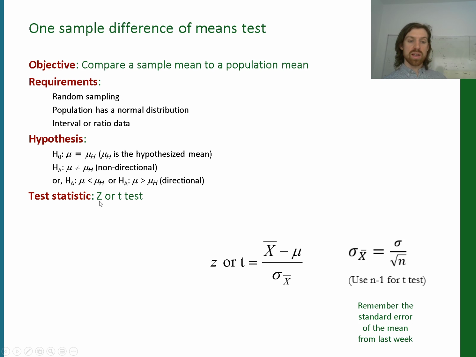The test statistic is either Z or T, depending on the sample size. What's important is that we are able to calculate the Z or the T basically by subtracting the population mean from the sample mean and then dividing it by the standard error. So we calculated the standard error last week. So essentially it's the standard deviation divided by the square root of the number of samples that we have. Okay, so that's the math.